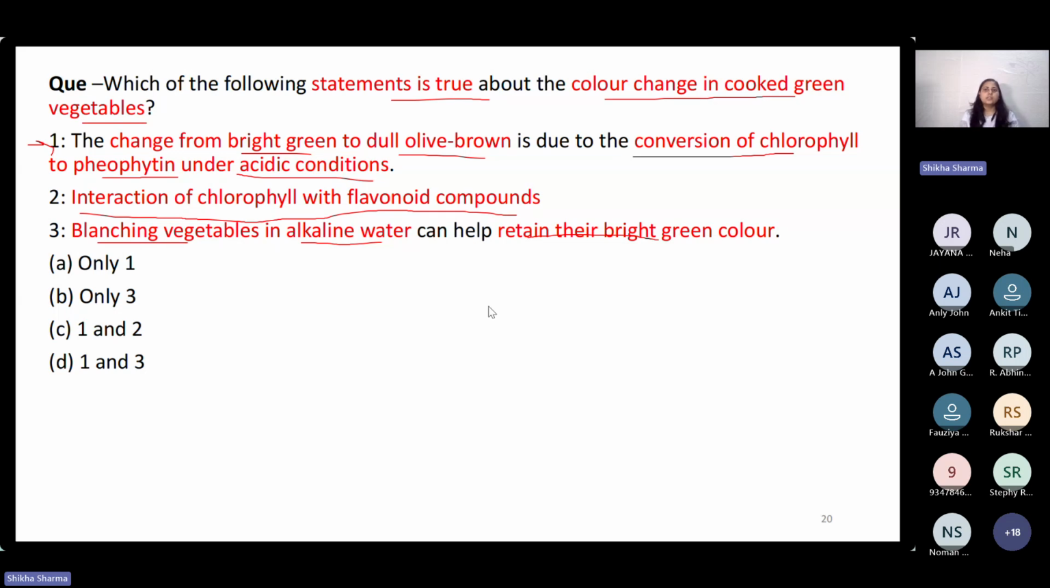So this question is mainly about the degradation of pigments. This specific question is about chlorophyll. We need to tell which statement is true about the color change in cooked green vegetables. Anyone who would like to answer this question?